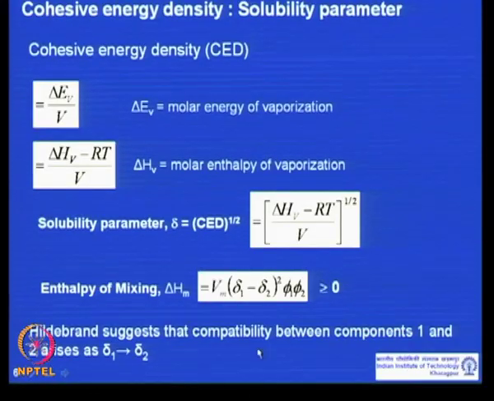So, Hildebrand suggests that compatibility between component 1, which is the solvent, and component 2, which is the solute, the polymer in this case, arises when there is less difference between the solubility parameters of the two components. If they are the same, that is the base case where delta H_m would be equal to 0.